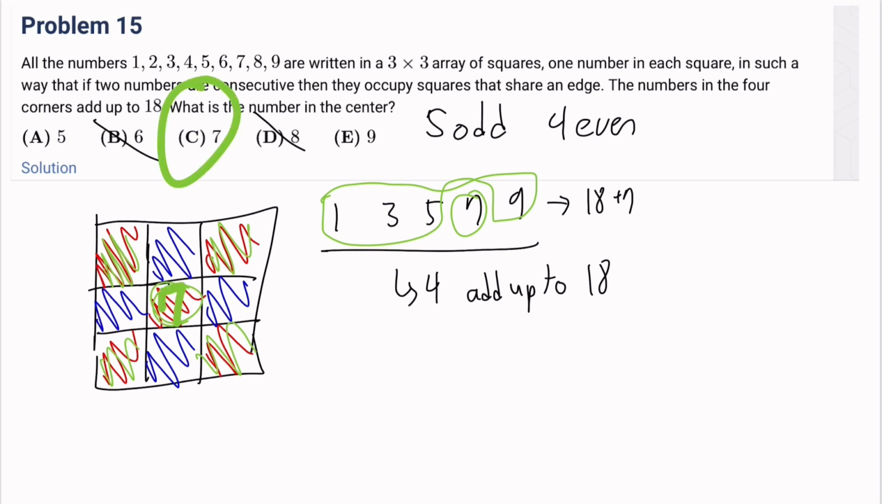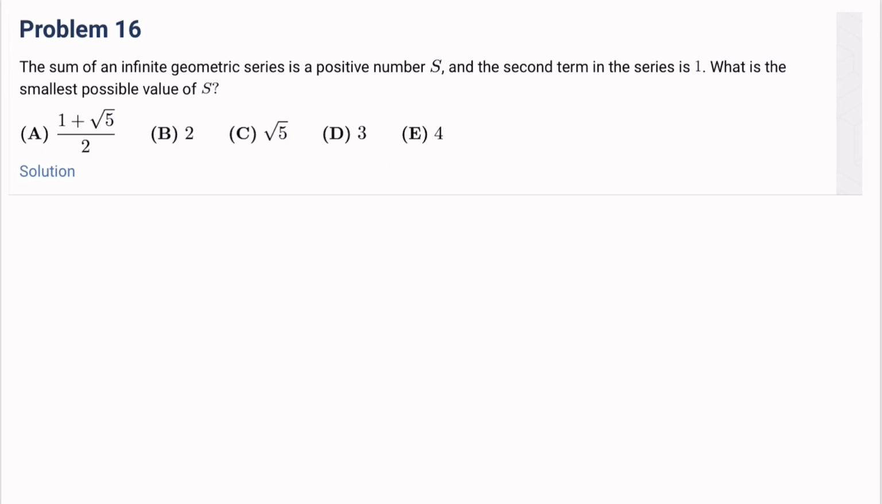The answer is C. Number 16, the sum of an infinite geometric series is a positive number s, and the second term in the series is 1. What is the smallest possible value of s? Okay, so the sum of an infinite geometric series is a over 1 minus r, if we start with a and multiply by r each time, right? And since the second term in the series is 1, that means ar equals 1, right? And so a equals 1 over r.